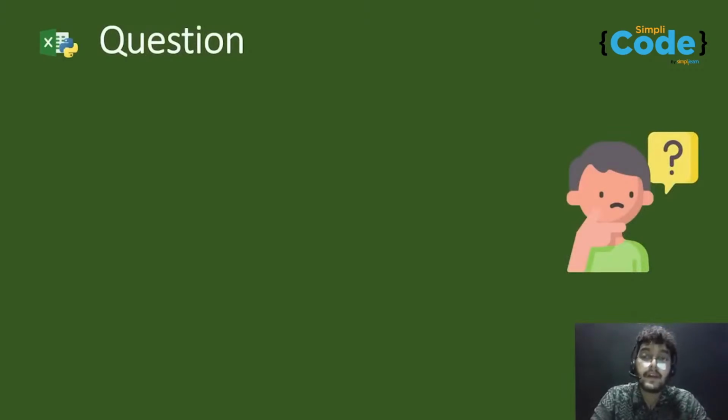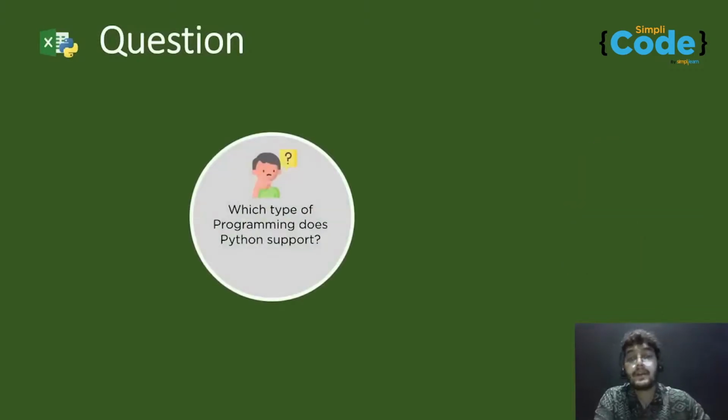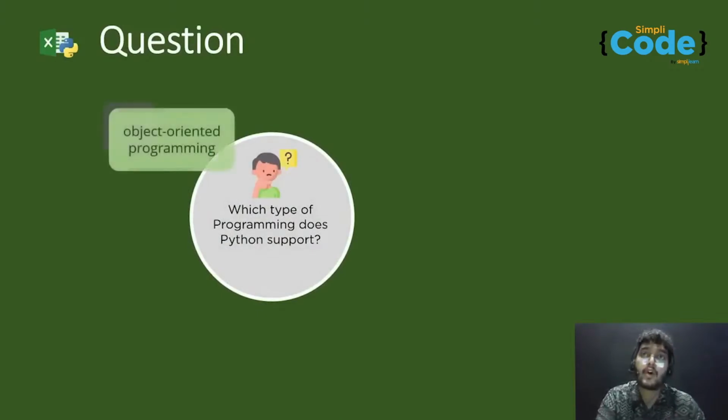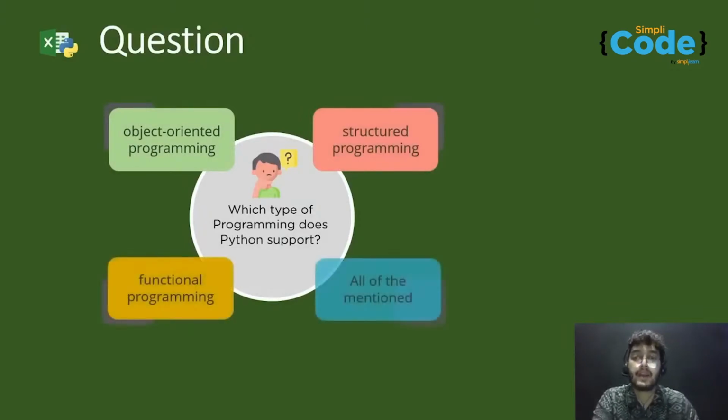I'm repeating again. Here is one question for you guys. You can comment or give your answer in the chat section so I can see if the answers given by you are right or wrong. So the question is, which type of programming does Python support? Option A, object-oriented programming. Option B, structured programming. Option C, functional programming. And option D, all of the mentioned.